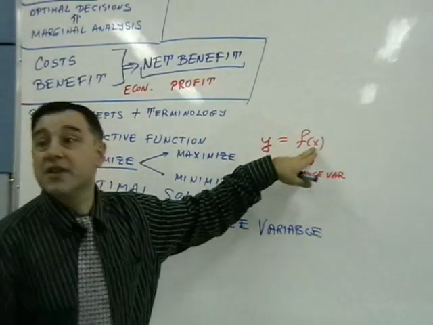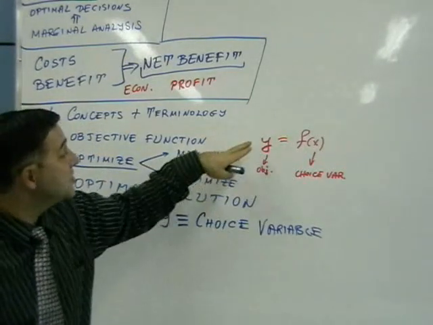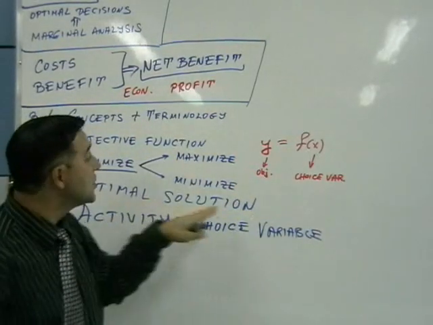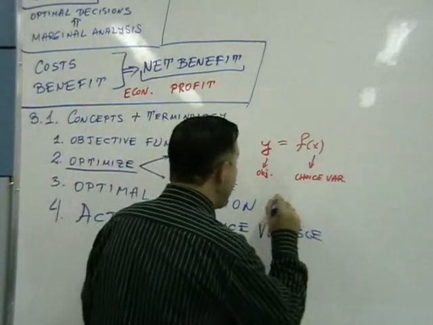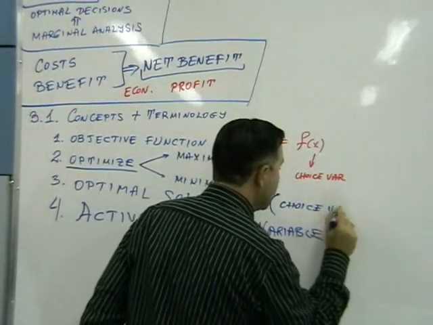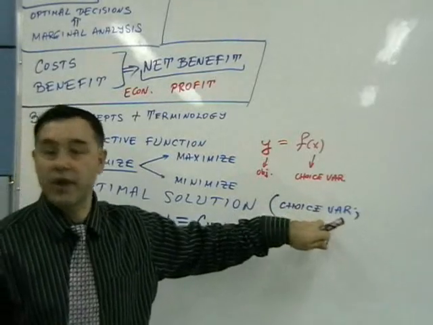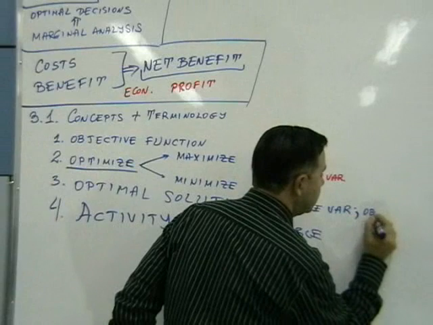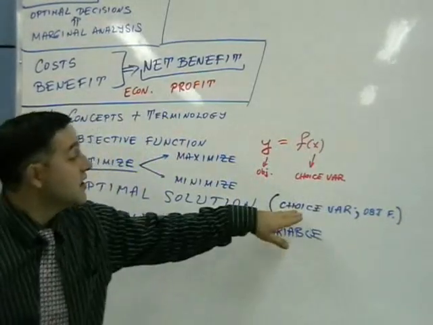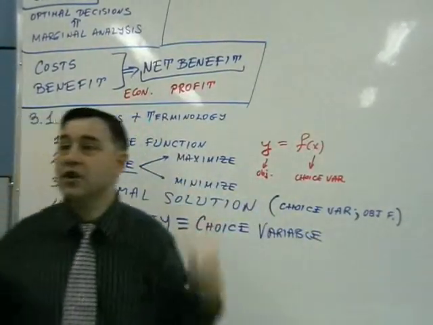So, you choose the variable, and it will maximize, or well, let's call it optimize, the objective function, okay? And now the optimal solution will be represented by, usually, the pair of the value of the choice variables and then the objective function. So the solution represents the value of the variables that we choose together with the value of the objective function.